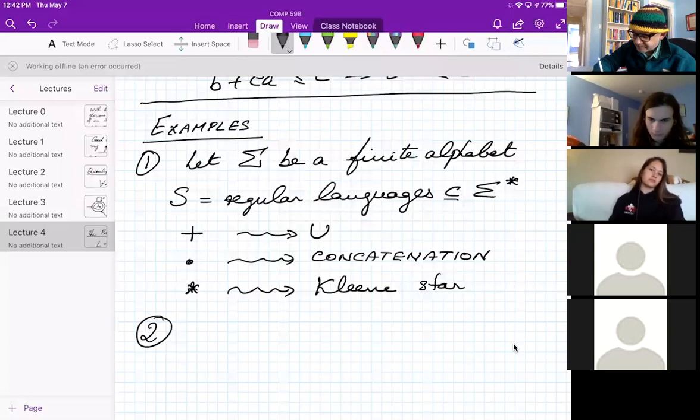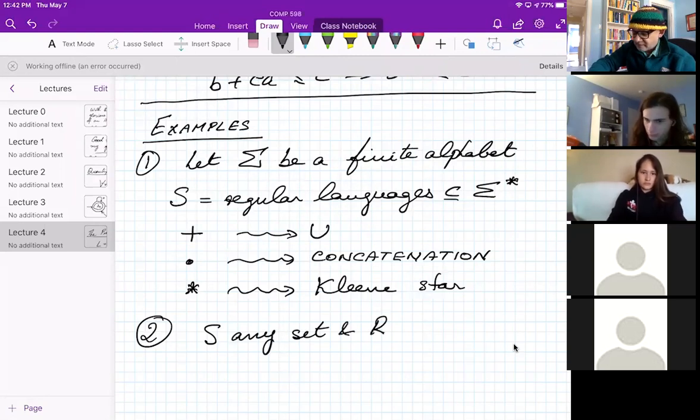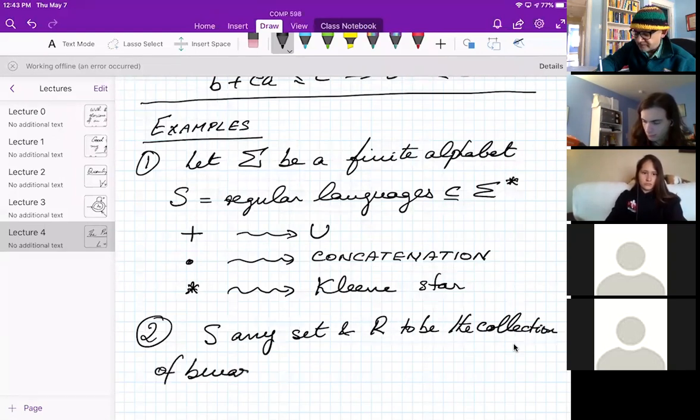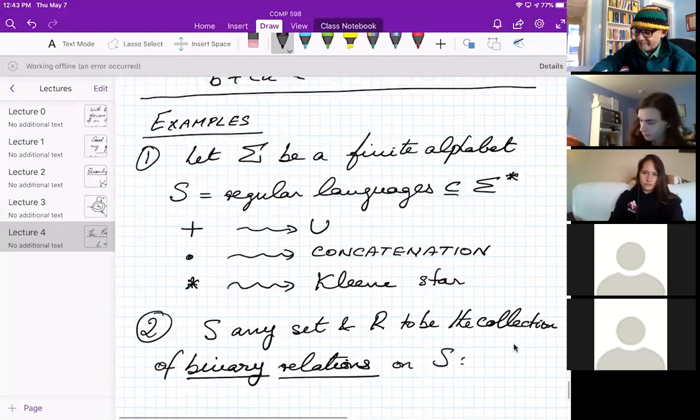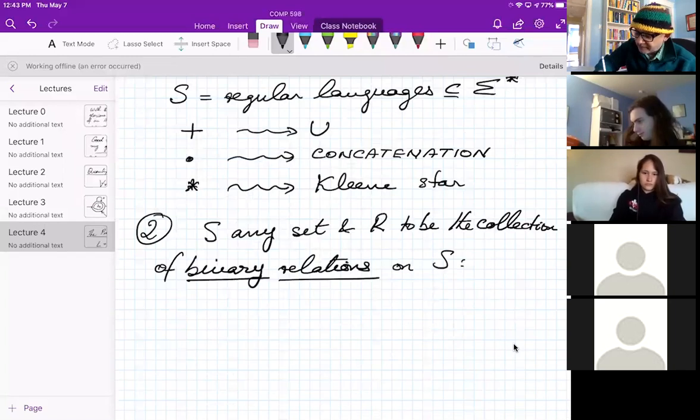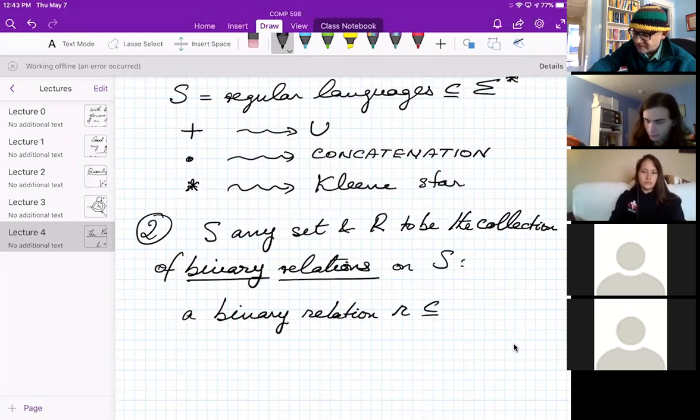If we take S, any set, and R to be the collection of binary relations on S. So remember, a binary relation is just a subset of S cross S. It's a set of pairs, and it doesn't have to satisfy any axioms. If it satisfies certain properties, then we give it special names.